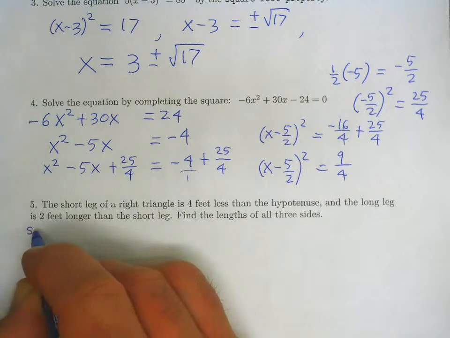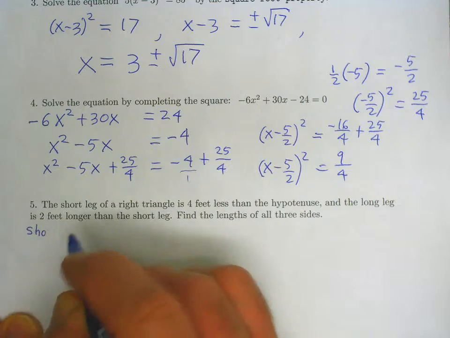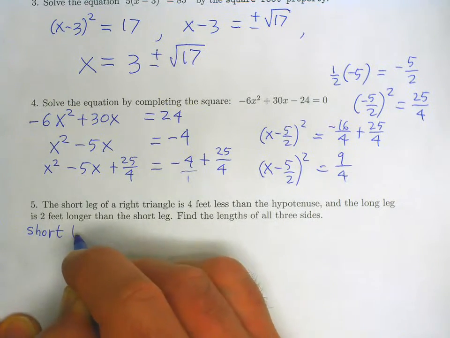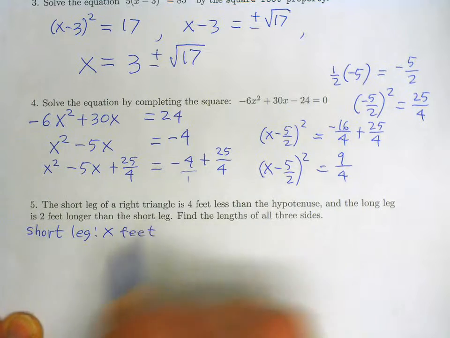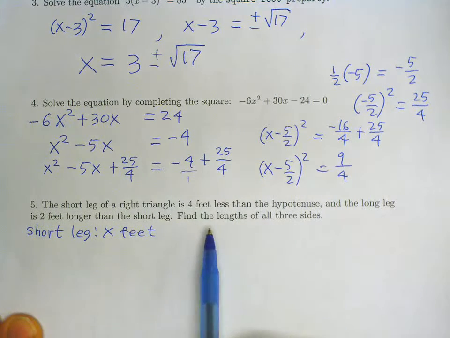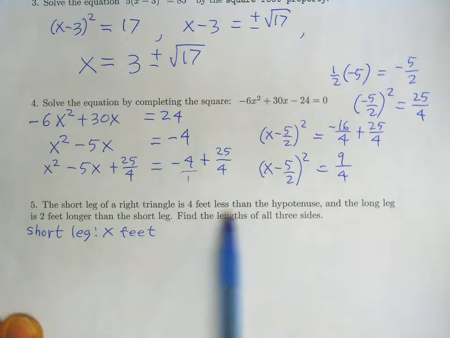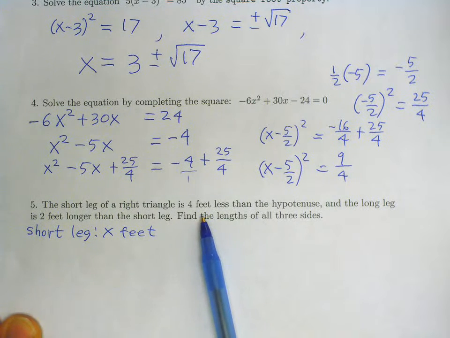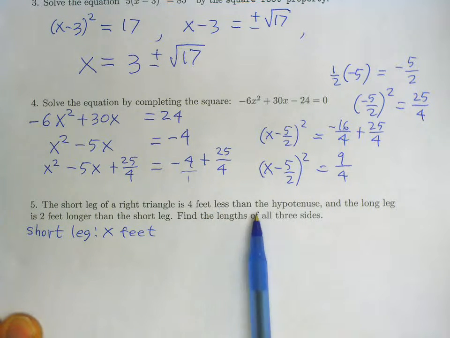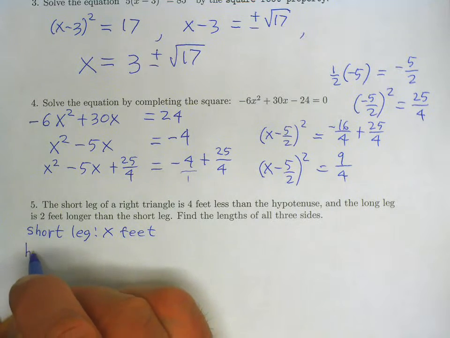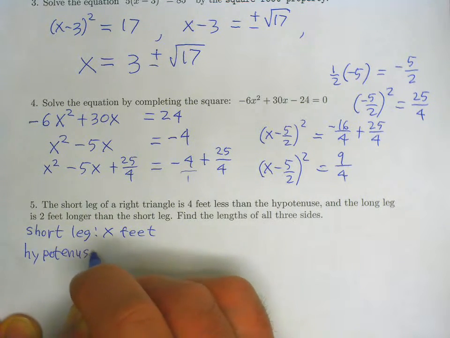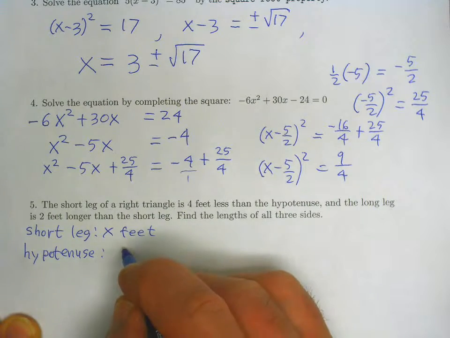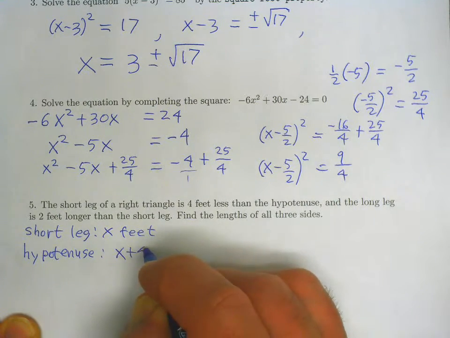Okay, I'm going to assign x feet to be the length of the short leg. And in this right triangle, this says the short leg is 4 feet less than the hypotenuse. So that's equivalent to saying that the hypotenuse is 4 feet more than the short leg. So the hypotenuse is x plus 4 feet.